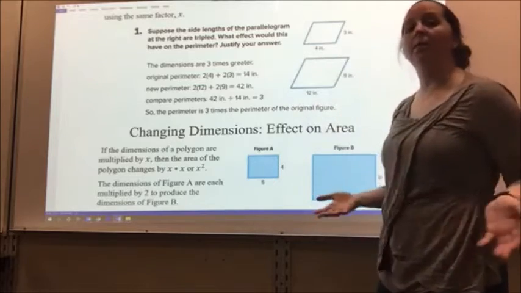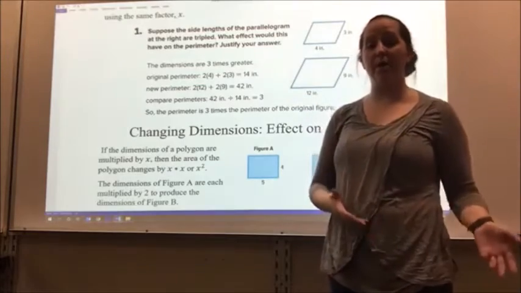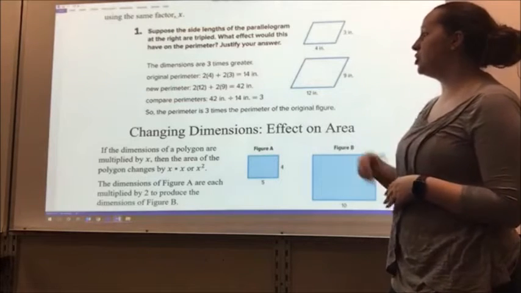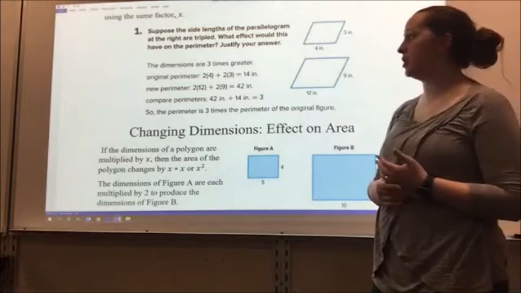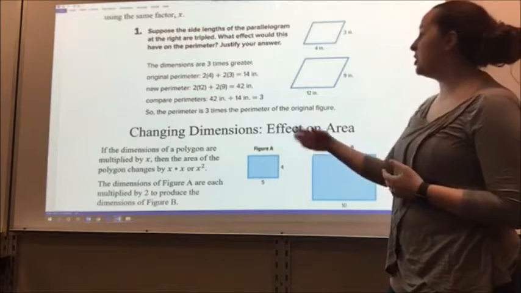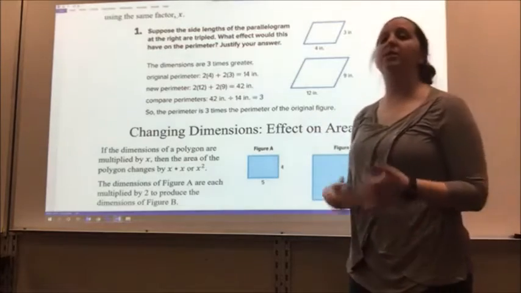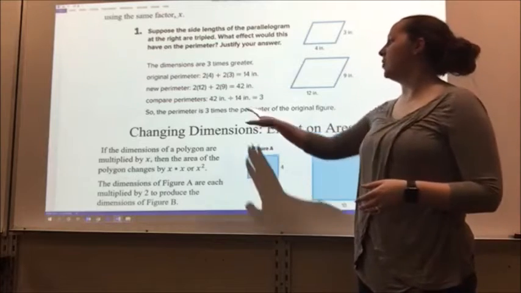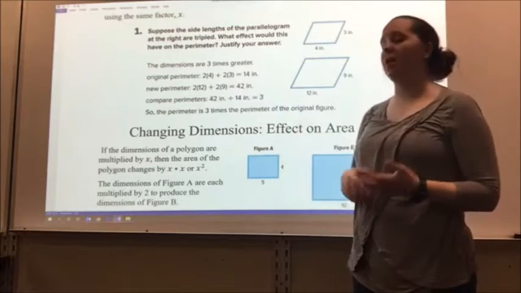That's just the formula for perimeter for a parallelogram, okay? Equals 14. My new perimeter, 2 times 12 plus 2 times 9, equals 42. Comparing perimeters, 42 divided by 14 is 3. We said it was tripled, so that's how we know that it is a factor of 3. So the perimeter is 3 times the perimeter of the original figure.